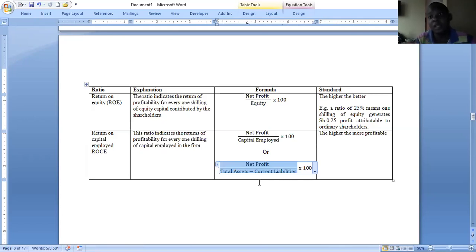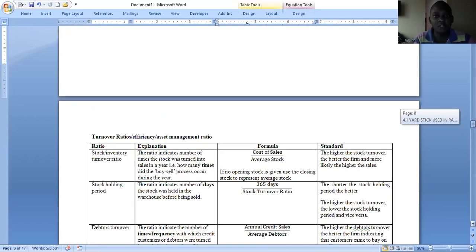Capital employed is usually equal to total assets minus current liabilities. A high return on capital employed indicates a high profitability. We then move on to the other classification of ratios.